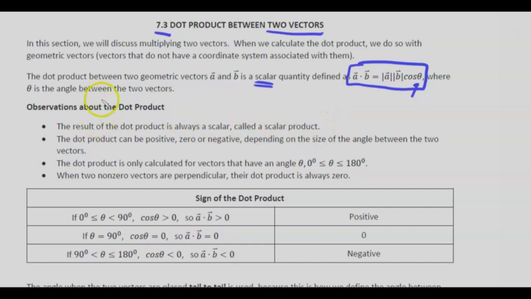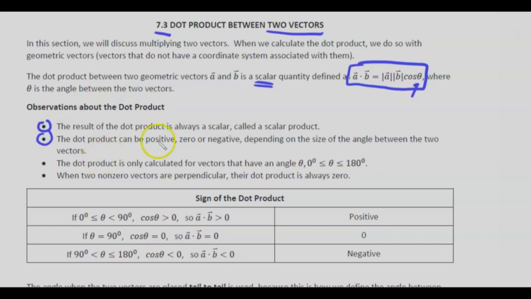Okay, so a couple things about the dot product. Observations about the dot product. The result of the dot product is always a scalar. It's called a scalar product. The dot product can be positive, 0, or negative, depending on the size of the angle between the two vectors.